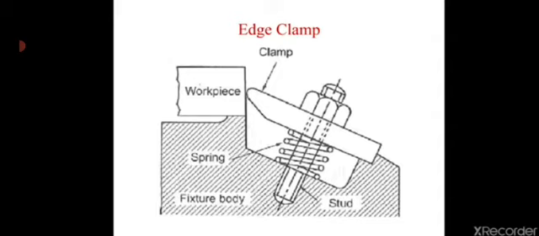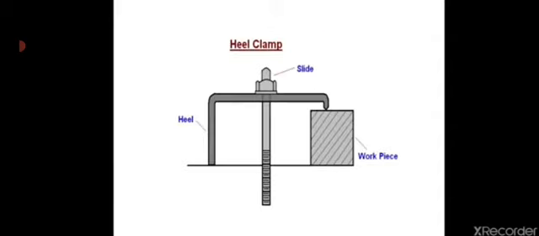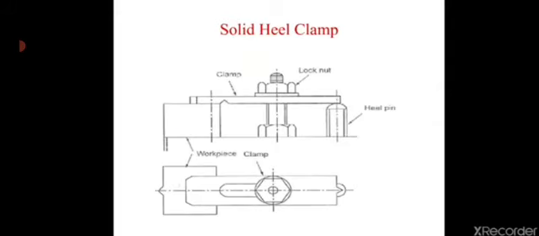The next clamp is heel clamp. The heel clamp consists of a robust plate or strap and a center stud and heel. The heel is provided on the end of the clamp to guide its sliding motion for loading and unloading. There are different types of heel clamp.